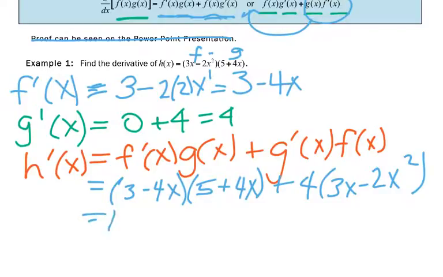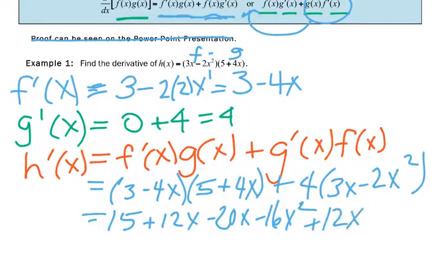3 times 5 is 15. 3 times 4x is 12x. Negative 4x times 5 is negative 20x. Negative 4x times positive 4x is negative 16x squared. 4 times 3x is 12x. And 4 times negative 2x squared is negative 8x squared.